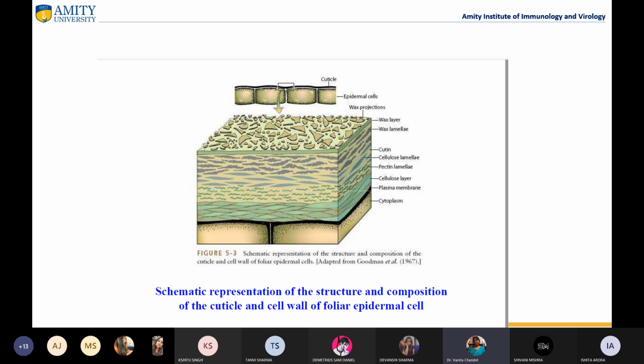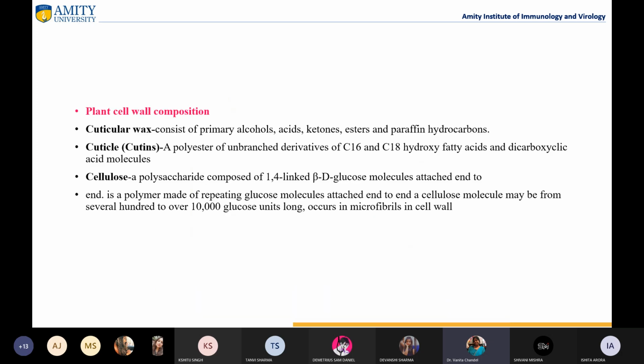This is just the structure and composition of a cuticle, cell wall, or foliar epidermal cells. This is just an example to show how the internal structure of a cuticle, a wall, or foliar epidermal cells looks like, and then pathogens can affect the cuticle, epidermal wall, or other plant cells in different ways.